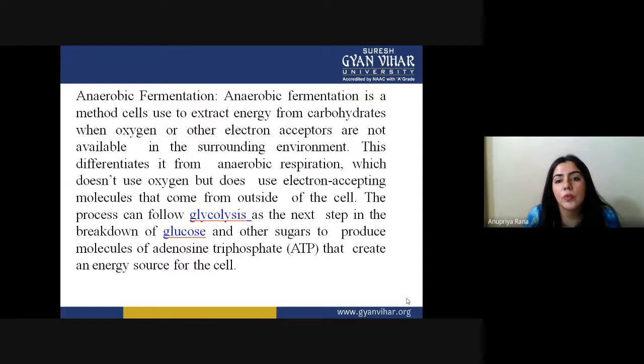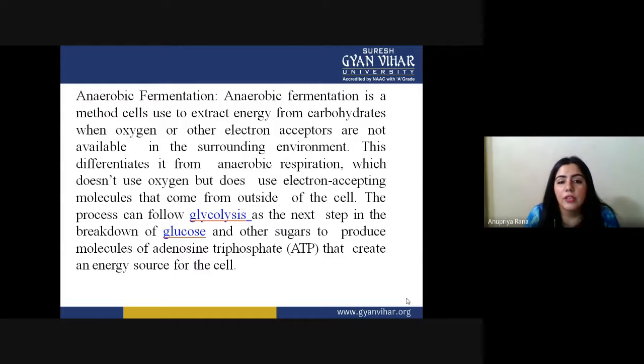Anaerobic fermentation. As aerobic needs oxygen, the opposite in anaerobic, they are not going to need any oxygen for their fermentation process. So anaerobic fermentation is a method cells use to extract energy from carbohydrates when oxygen or other electron acceptors are not available in the surrounding environment. So basically, when these things which are designed to provide energy are not present there, at that time, for every process that needs energy, they have to find a new source for extracting the energy. So they find their new sources by extracting energy from the carbohydrates.